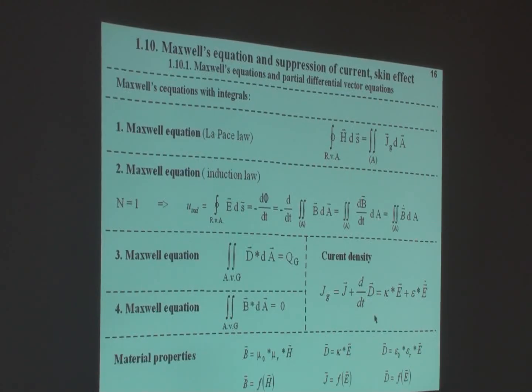So here's the current density. The current density is the conducting. That's Ohm's law. And if you put it in field theory, you will get this current density, and you have a Verschiebungsflussdichte in German. Displacement current density.